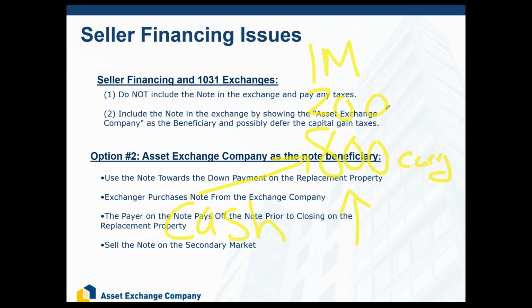All right, let me say that again. When you do an exchange, if you carry a note, you have to replace the note with your own cash. So you're going to sell the property, you're going to get $200,000, but then you're going to get a piece of paper that says, hey, your buyer owes you $800,000. Well, you can't put that piece of paper in the exchange account. You've got to replace it with your own cash.